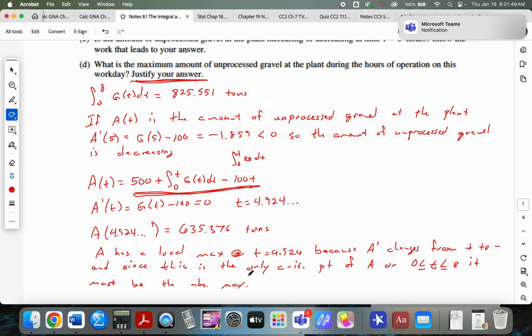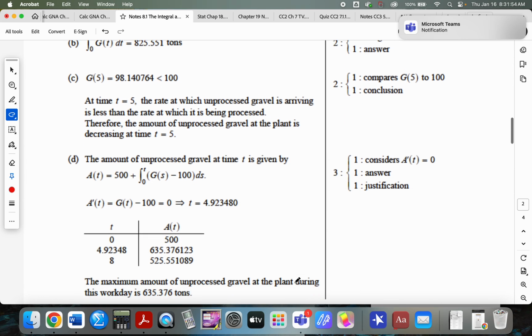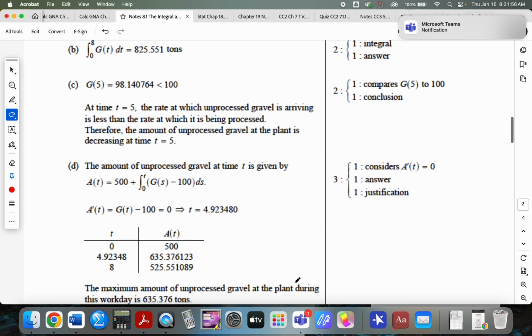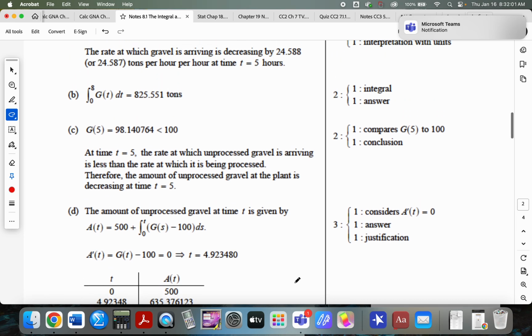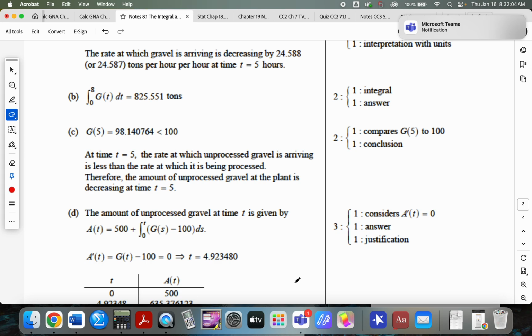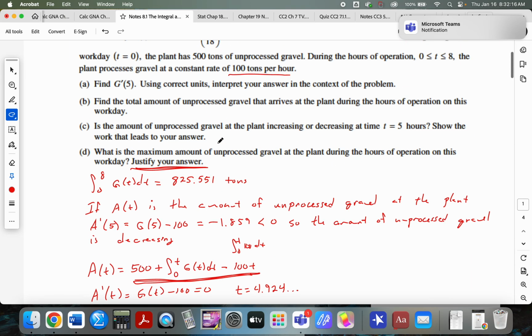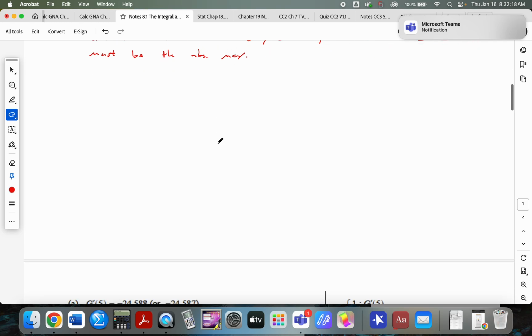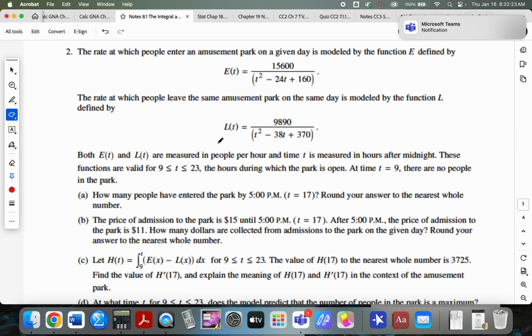I think the next page is the rubric, right? Let's see if I got any of those numbers right. On part C, I actually found the difference. They just said, since that's less than 100, all right, let's go on to the next one, see how far we can get into this at least.